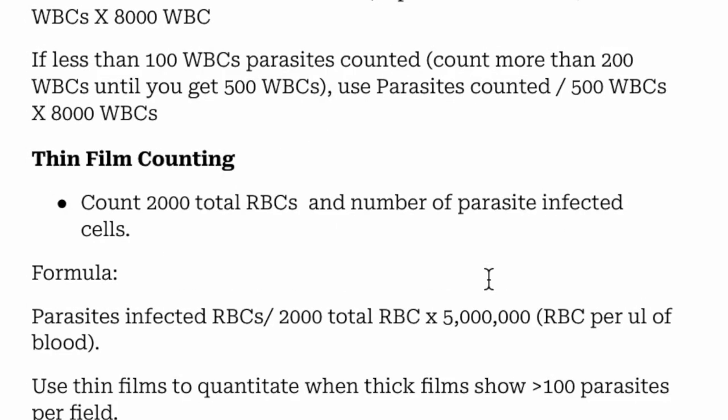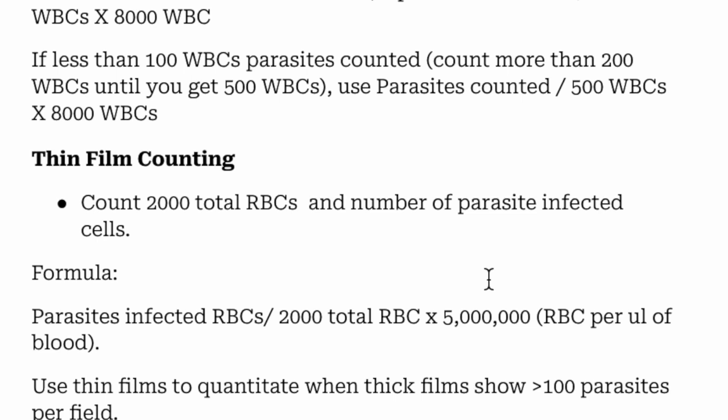For the thin films, you're going to want to count at least 2,000 red blood cells, because this time we want to see the parasite inside the red blood cell. Then the formula you're using is the parasites that have infected red blood cells. You divide it by the 2,000 total red blood cells that you've counted, and you're multiplying it by 5 million red blood cells, because you're expecting about 5 million red blood cells per microliter of blood.